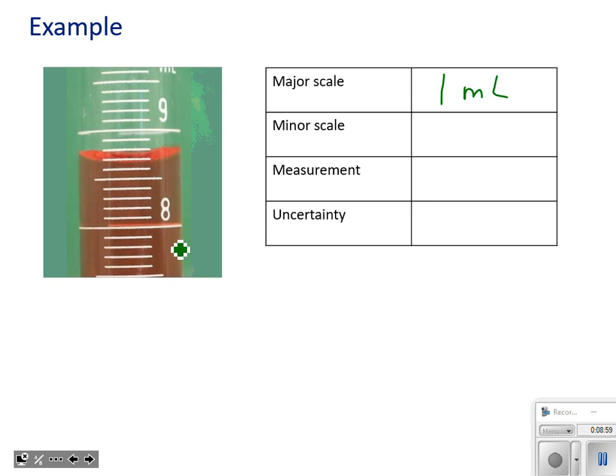Well, to look at my minor scale, I look and I say, okay, here's 1, 2, 3, 4, 5, 6, 7, 8, 9, 10. Once again, there are 10 readings in between the 8 and the 9. So I take 1 milliliter and I divide that by 10. This is also just like the previous one, only we're using milliliters, not centimeters. This is also going to give me a minor scale of 0.1 milliliters.